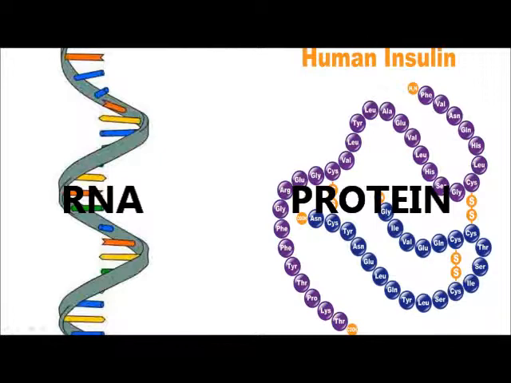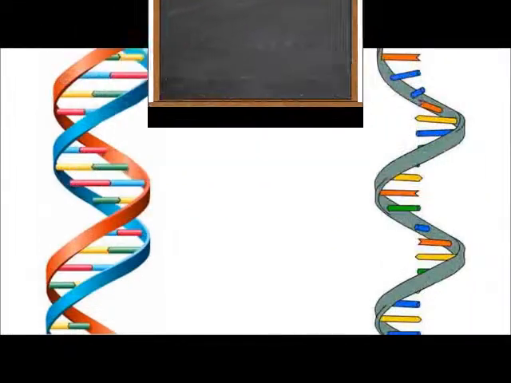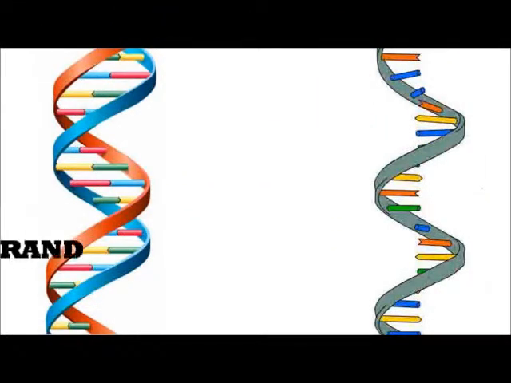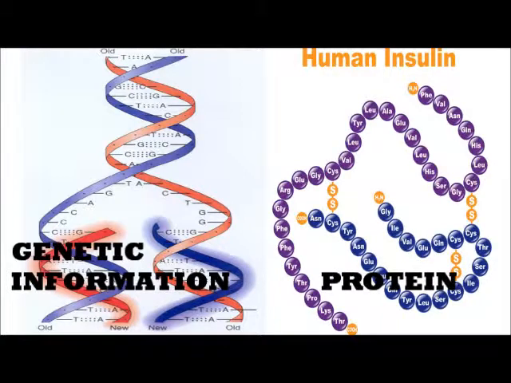Just like they said in the song, RNA, ribonucleic acid, contains the blueprints to making proteins, such as human insulin. Now let's review some ways to distinguish between DNA and RNA. Remember that DNA structure is a double helix, where RNA is just a single strand. DNA contains your genetic information, and RNA contains the building blocks for proteins.